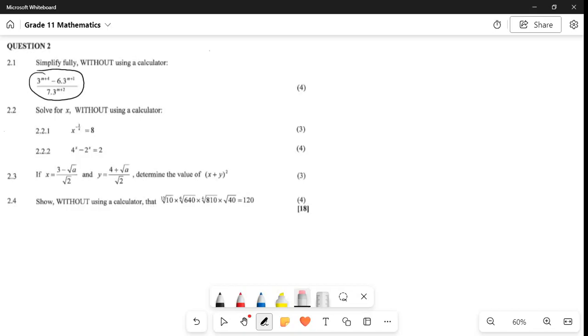Let's move to the next one. Here we are solving for x on these two questions, 2.2.1 and 2.2.2. We will be solving for x in here and here. So the first question, I can see that it's not very visible, so let me rewrite it. We have x to the exponent of 3 over 4 equals 8.